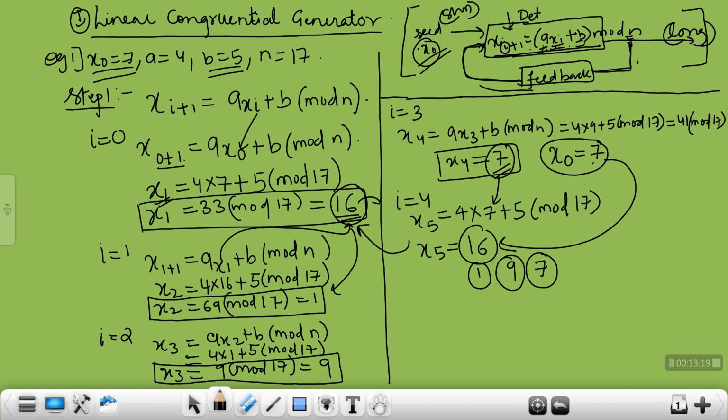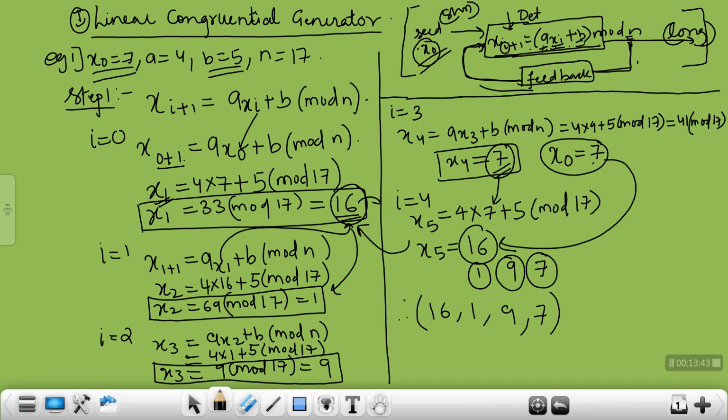Therefore, the set of random numbers that we have generated is, from x1: x1 is 16, x2 is 1, x3 is 9, and x4 is 7. Now, after this we cannot take any more, because the next number is 16, and 16 is again repeating. So this is basically your linear congruential generator.